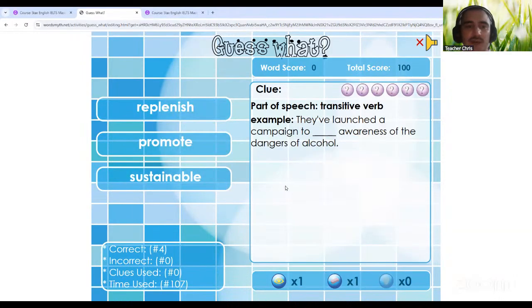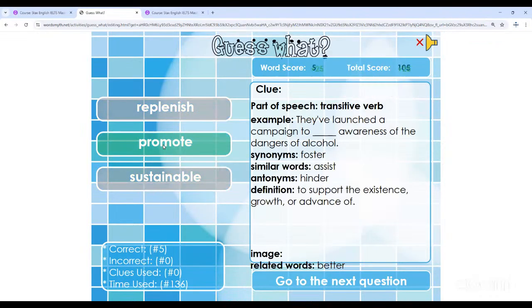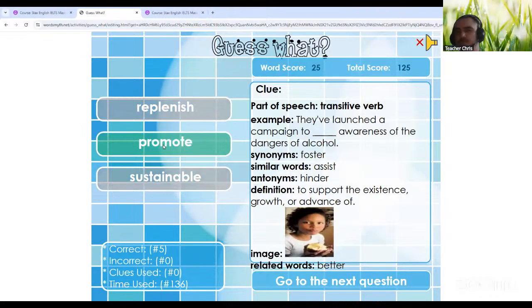Next, we have a transitive verb. So they've launched a campaign to awareness of the dangers of alcohol. So what could this word be? It means to make people aware of something. Shall we have another clue? Promote. Well done, Fuang. Very good. So when we promote something, we encourage it, we make people aware of it, and we make sure people know about it. Very good.